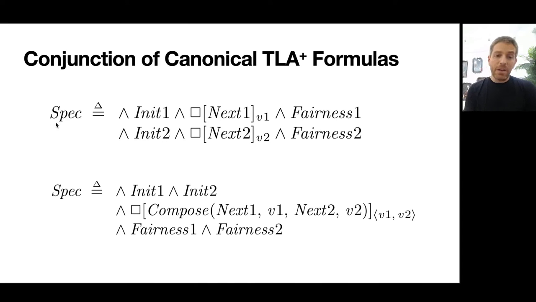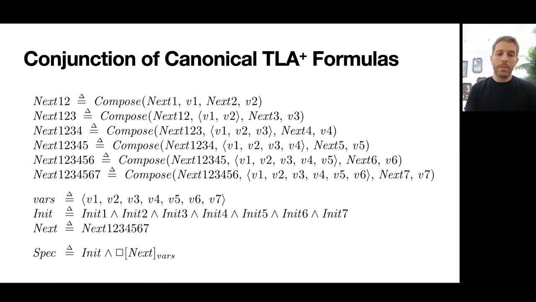Instead of writing the first spec, we write the equivalent bottom one that is canonical and can be checked by TLC. There might be some subtleties with fairness, but to be honest, fairness is not needed in the examples I'll show you, so I didn't look into that, and I'll leave out fairness in the rest of the talk. Now, what if we want to compose more than two formulas? We just repeat. This actually works. And by the way, this is why I don't include the box and square brackets in the definition of compose. So that's the idea. Now, what can we do with it?